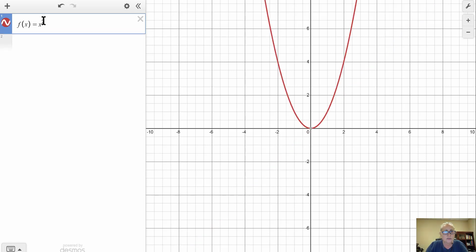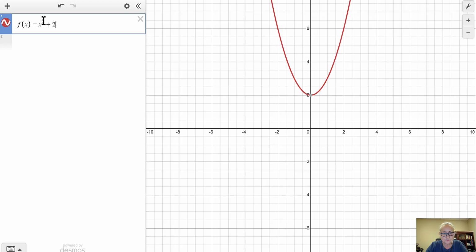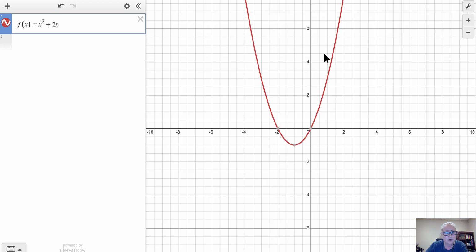So f of x equals x squared plus 2x. This is the graph of a parabola, and you can see it has x-intercepts at -2 and at 0, and here its vertex is down here at -1, -1. Now, a secant line to this graph would be through any 2 points on the graph. So if I pick a couple of points, like let's see what happens at -3.